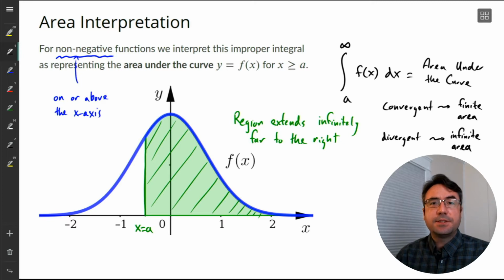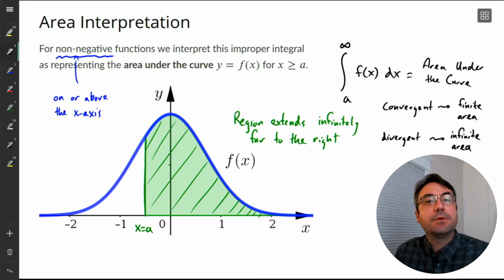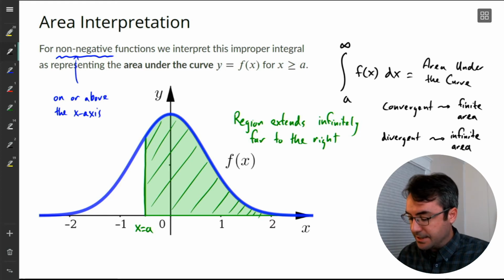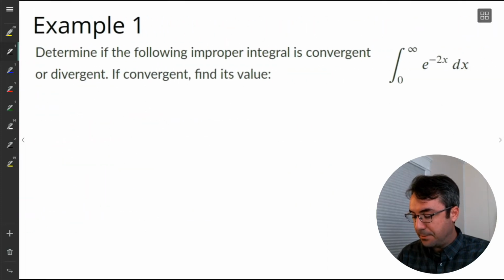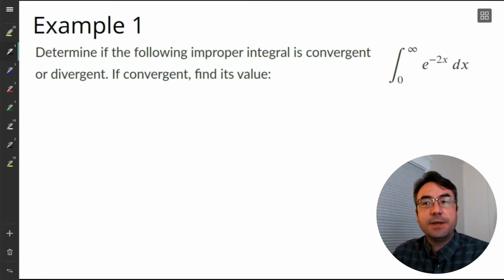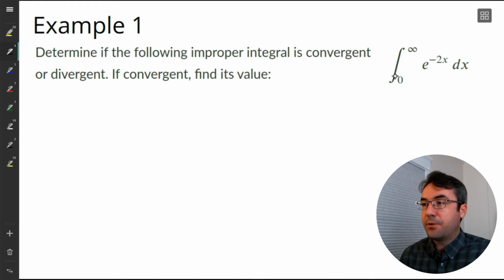All right, so let's try some examples. We're going to first work with our examples, and we're going to refer back to these types of pictures quite a bit as we develop our intuition for what's going on with these improper integrals. So let's try an example. Example 1. We're going to determine if this improper integral, the integral from 0 to infinity of e to the negative 2x, is convergent or divergent. And if we find that it's convergent, we're going to find its value.